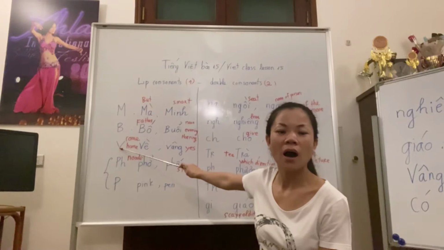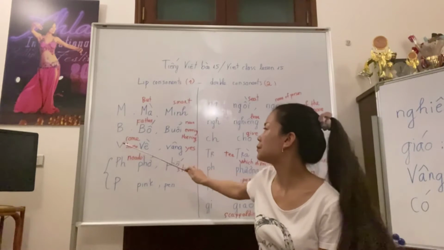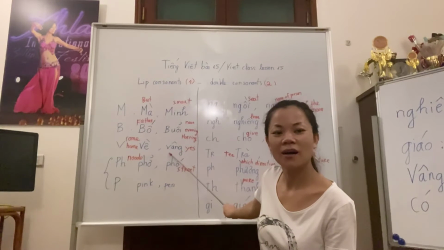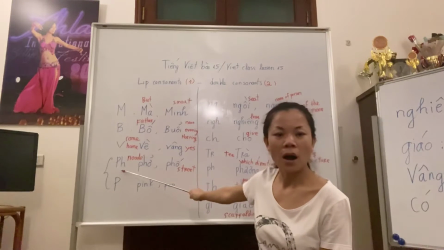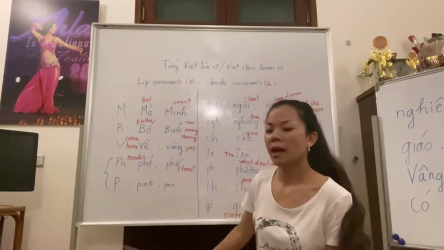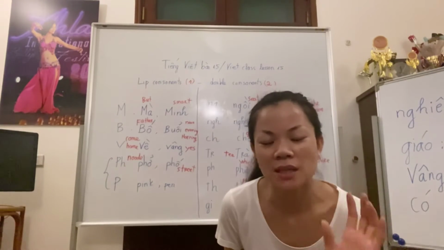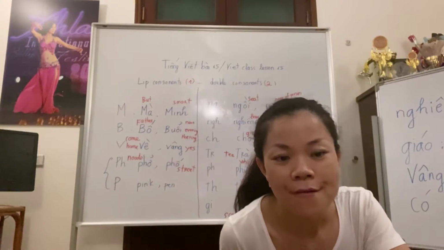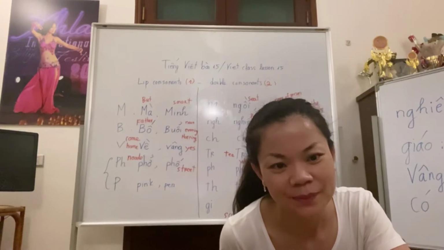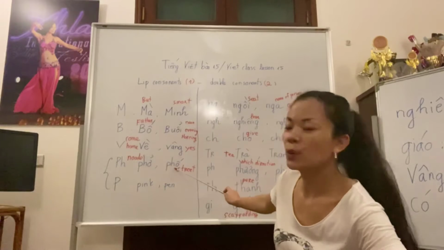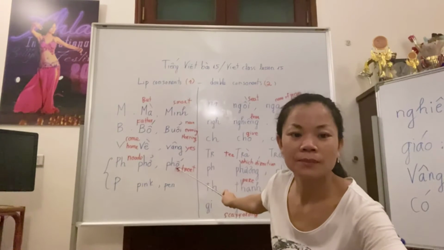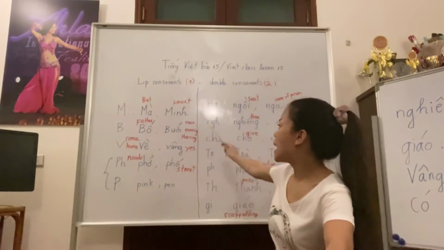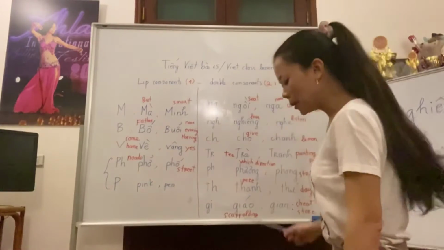Next, vờ. And we have về. Vâng. Phở. Very good. And some air comes from our mouth. You see, phở. And we have phố. Yes. And pờ. Wonderful. So now read it alone, and after that we will move to the double consonants.